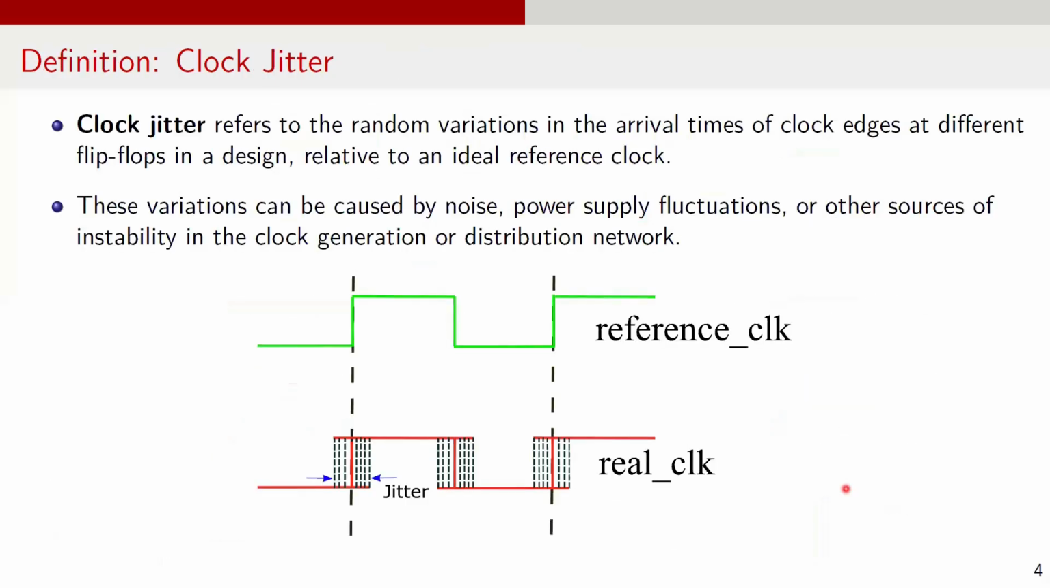Now let's talk about clock jitter. Clock jitter refers to the random variations in the arrival times of the clock edges at different flip-flops in the design relative to the ideal reference clock.